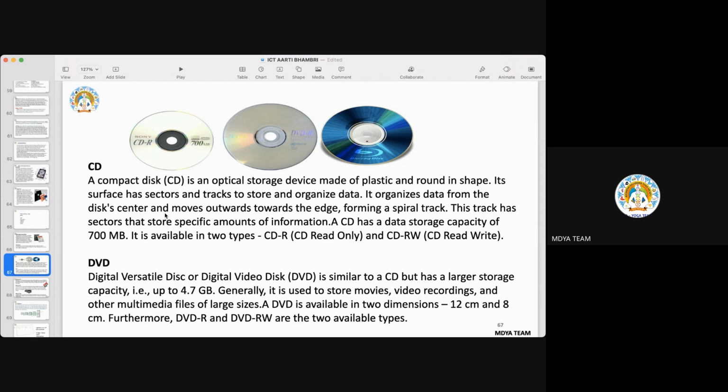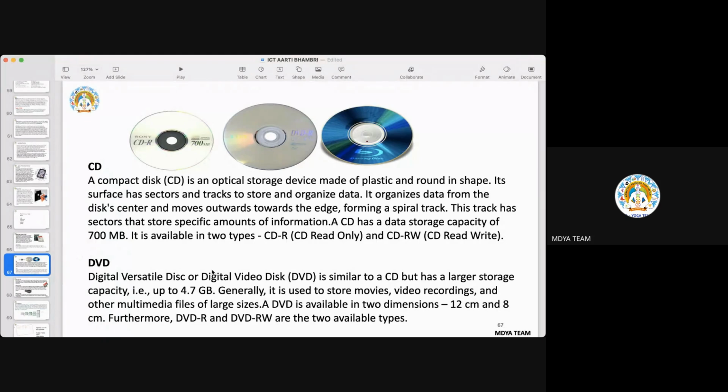Then DVD is digital versatile disc or digital video disc. Sometimes they ask in a match the column format. They'll give you some memories, and then the examples of the memories, and ask you to match.